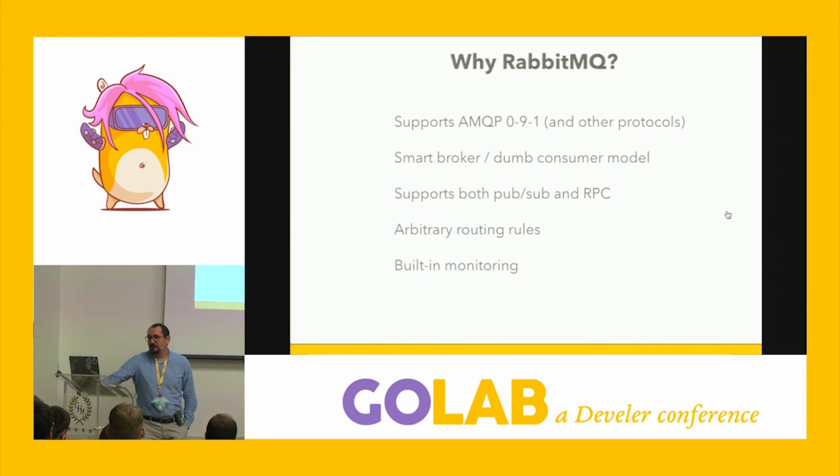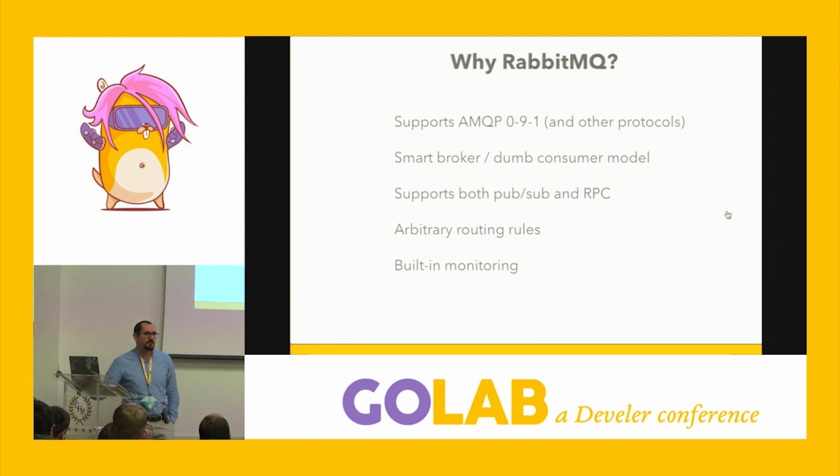Then RabbitMQ allows to have arbitrary routing rules. This is also very interesting. I will go into a little bit more detail about the AMQP protocol so you can see how this is relevant. But basically, we wanted to be able to bind queues to publishers in a smart way, in a way that we found was easy to understand and to maintain, and also with flexibility in mind.